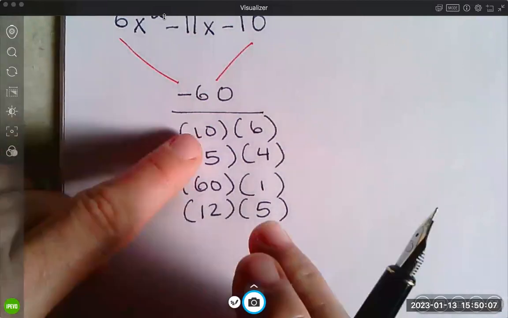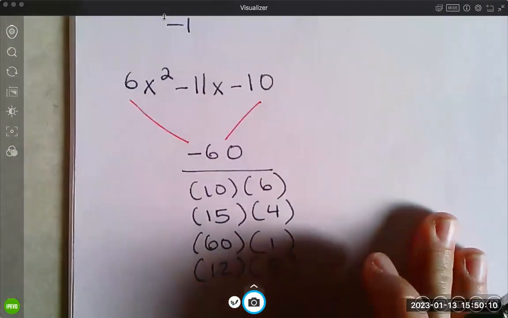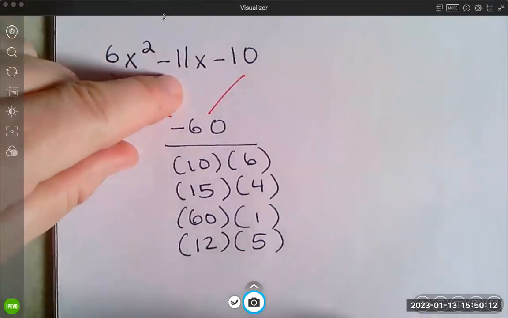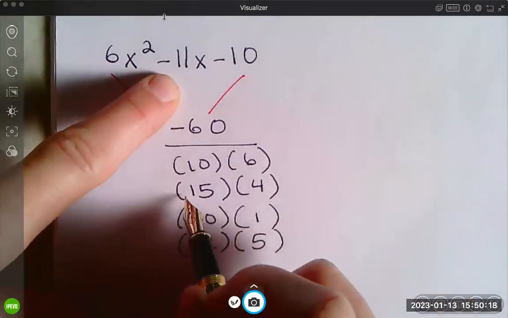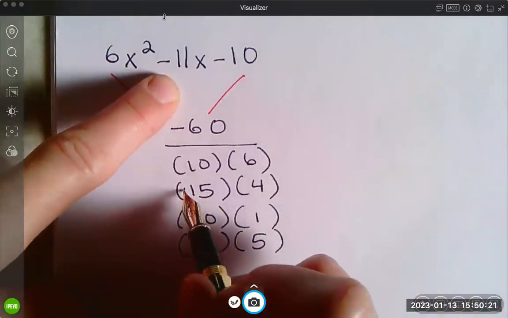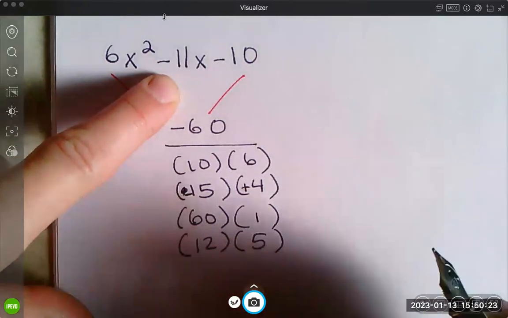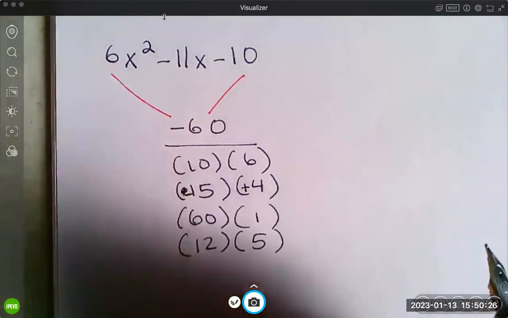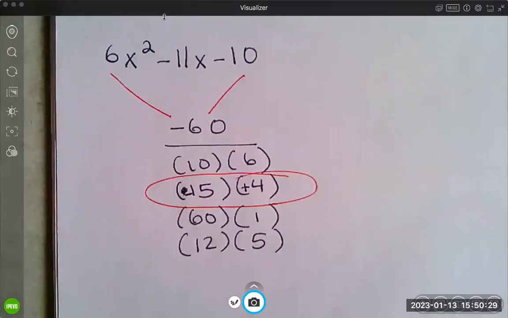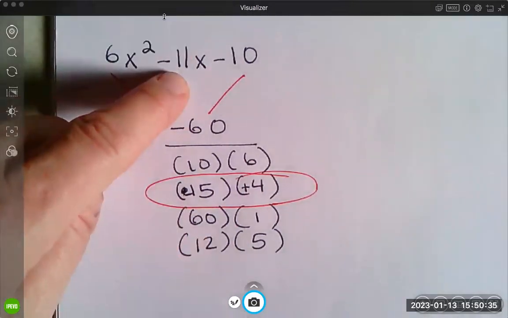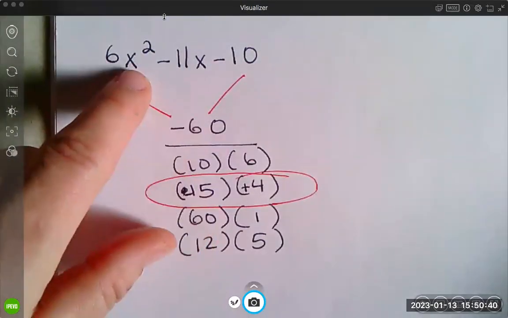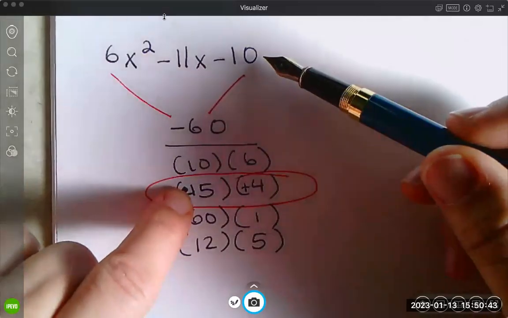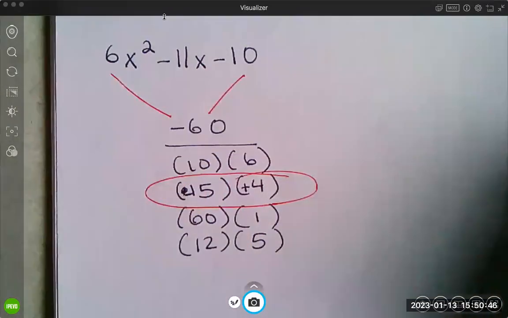Now, which of these, and we're going to play with the signs, positive, negative, when I add them, needs to equal -11. And I'm looking at this: positive 4 and -15. When I add that up, it's going to give me that -11x. So those are the terms that I'm going to use to split up this -11x. And then I'm also looking, am I going to put the 15 with the 6x squared, or is it going to go better with the 10, and the 4 with the 6 or 4 with the 10?